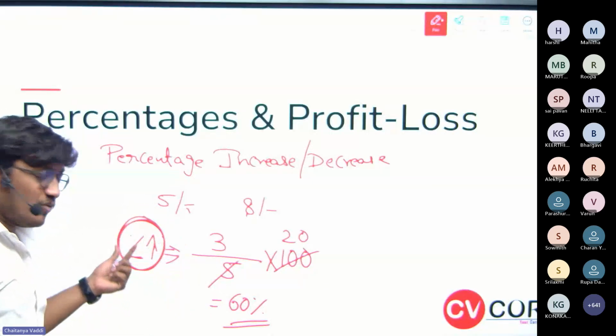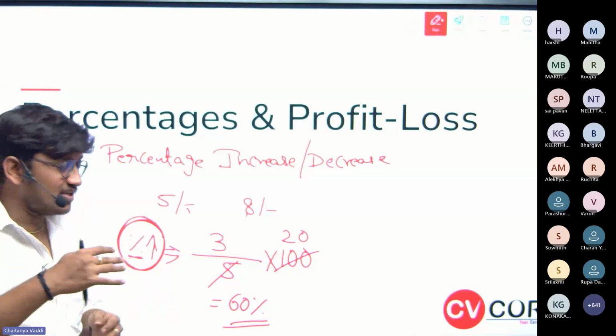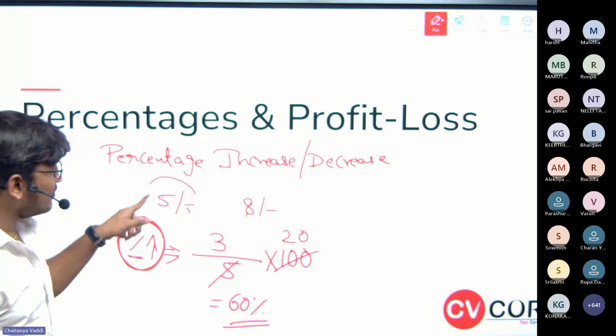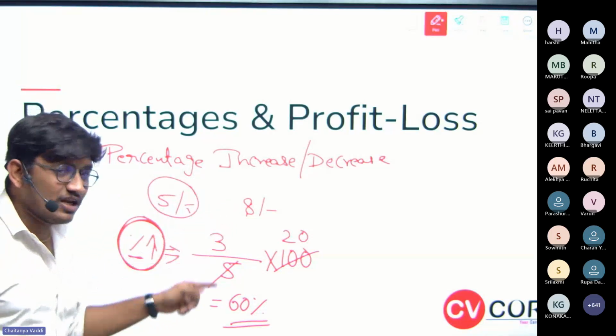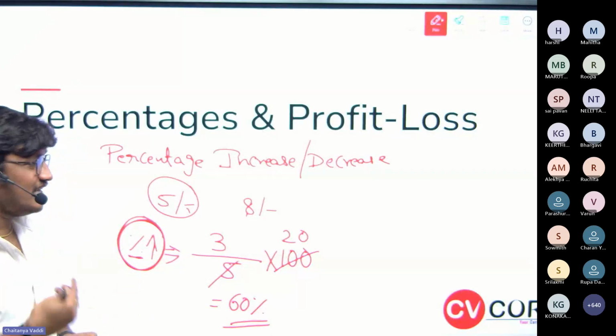When they are talking about percentage increase, you just need to take the value from which it is getting increased. From 5 rupees it is increasing to 8 rupees, so this is the base value we should consider. It's not about considering the first value or the second value. You just remember the process: from which value it is getting increased.